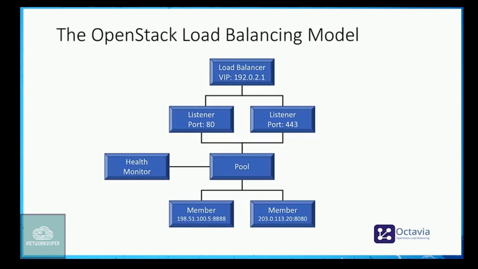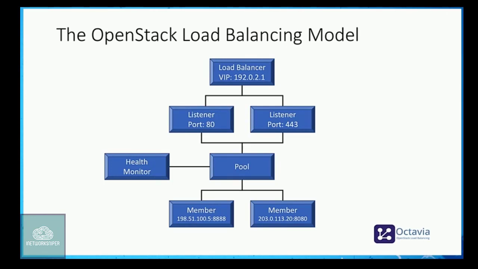Okay, so that's the OpenStack model, how we broke that down. At the top, we have a load balancer, which basically keeps the VIP, the IP under which you can access a load balancer. This is our top level object. You can only have one of those IPs associated with a load balancer. So the load balancer object holds the IP address of your service.